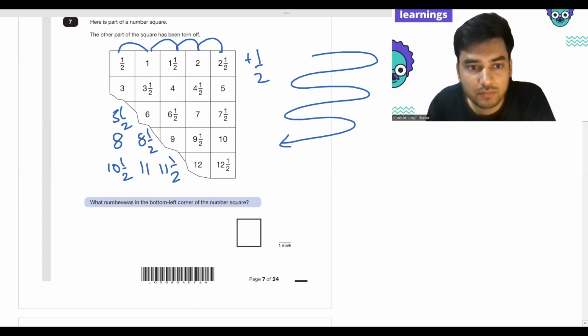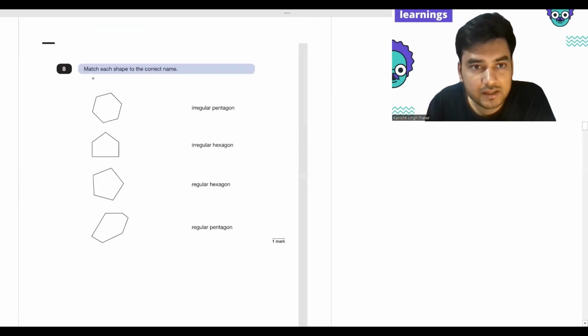What number was in the bottom left corner of the square? The bottom left corner is actually 10.5. That's it.